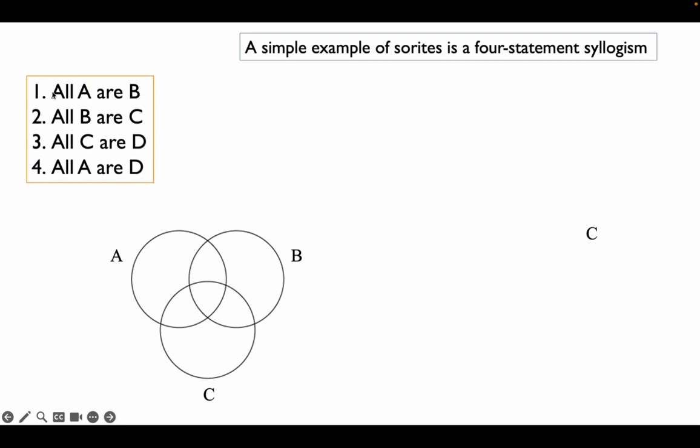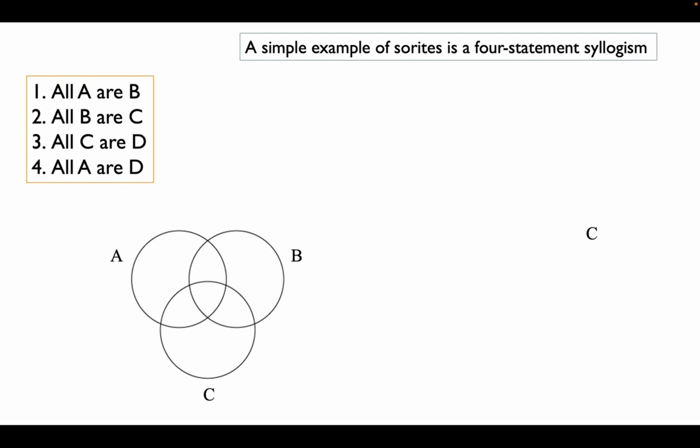Okay, and notice that all the premises are stated in categorical form, and that there are only, I'm sorry, 3 terms. A, B, and C. Okay.